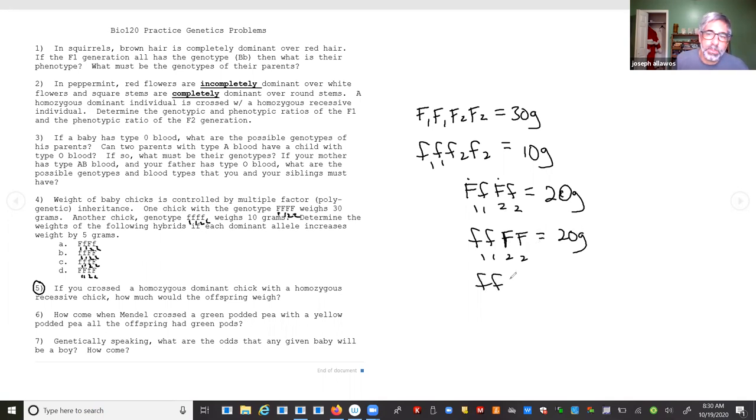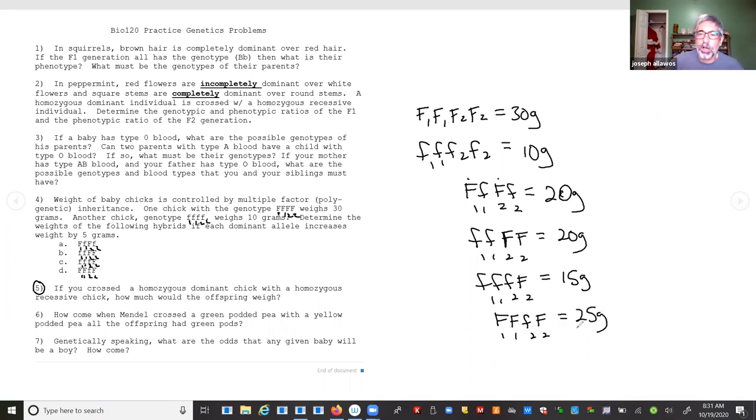What about this next one? Little F, little F, little F, big F is going to weigh, add 5 for this one dominant allele, it's going to weigh 15 grams. And then the last one, we have 3 dominants, it's going to weigh 25 grams.